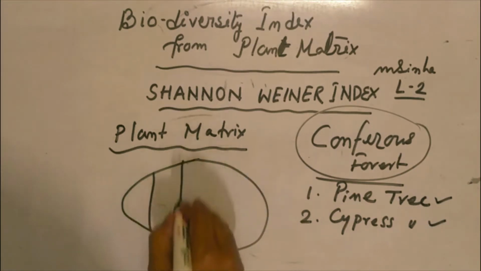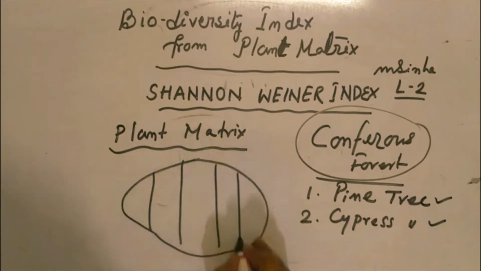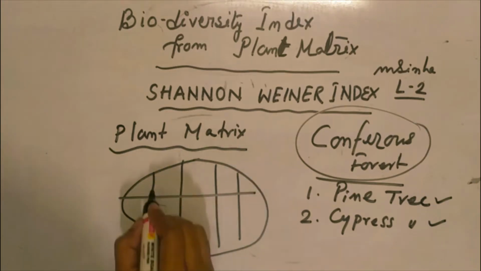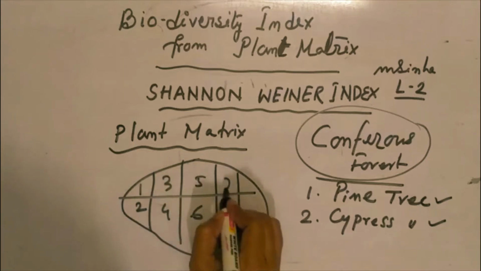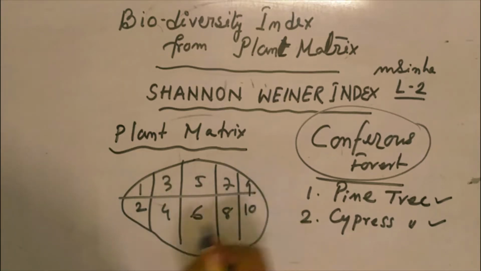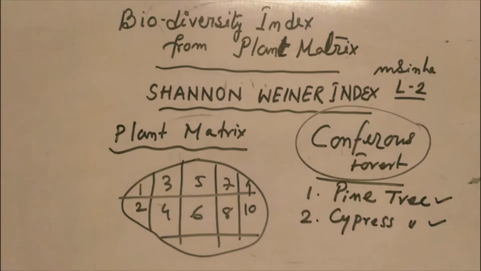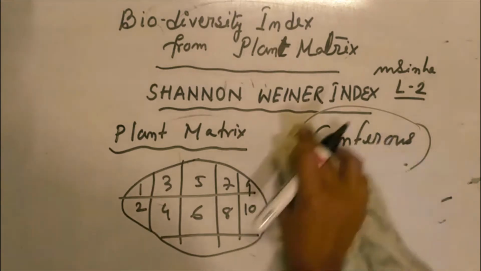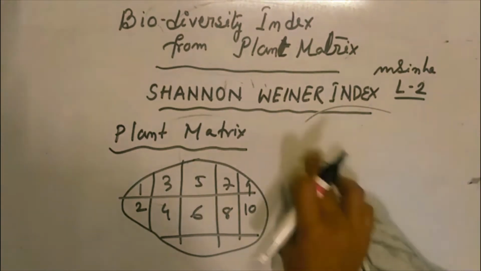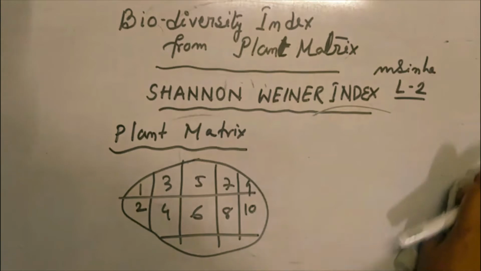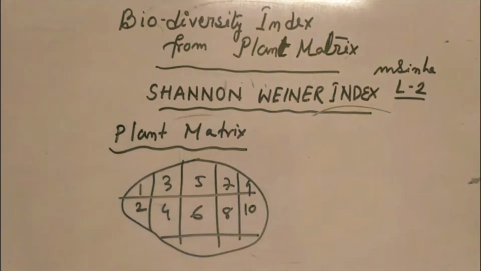They divided the area into a grid. Suppose grid 1, 2, 3, 4, 5, 6, 7, 8, 9, 10. They prepared a grid and a matrix for the pine tree and the cypress tree. They conducted a field study for preparation of plant diversity index. They counted the number of cypress trees and pine trees.